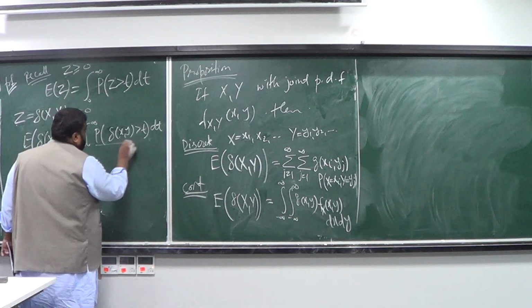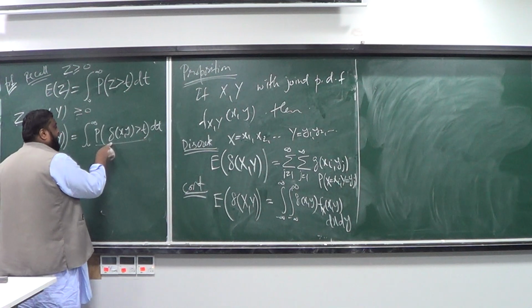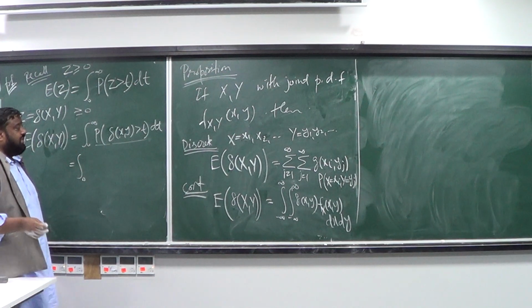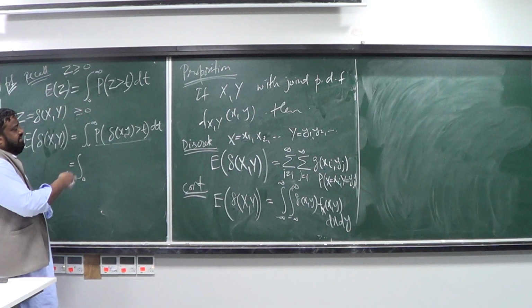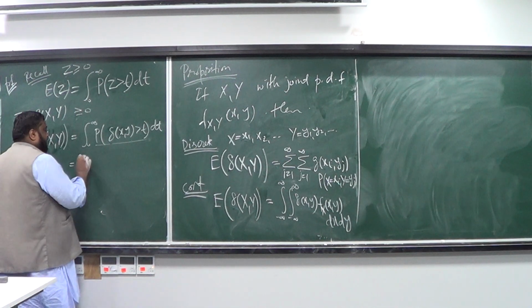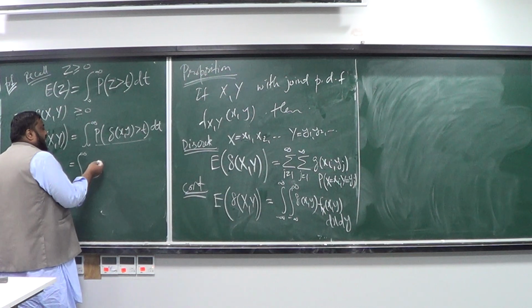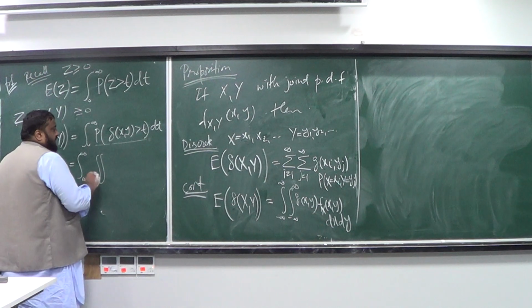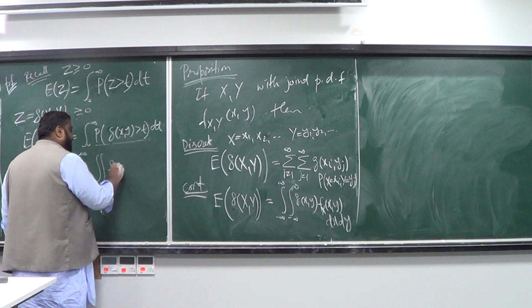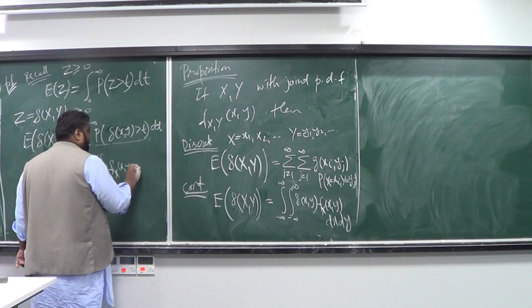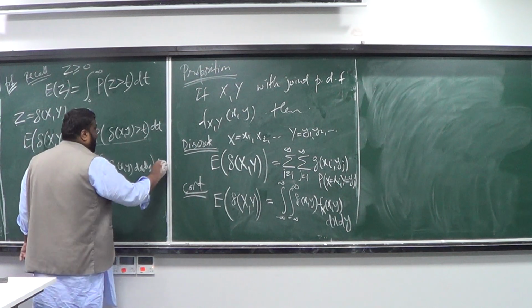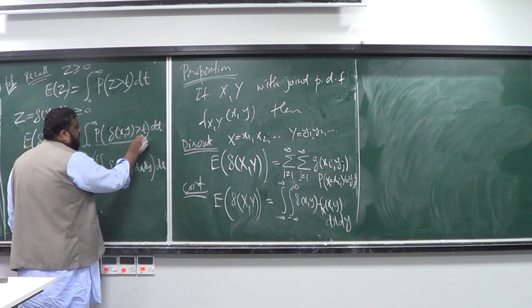Now, how can I write this probability? Such probabilities can be computed by integrating the PDF of x and y, with respect to dx and dy, over the region where this constraint is satisfied.